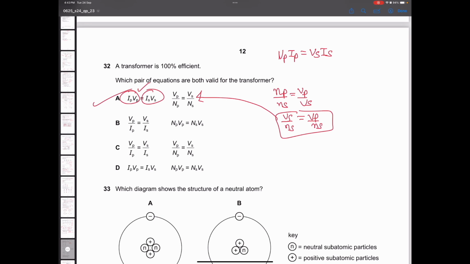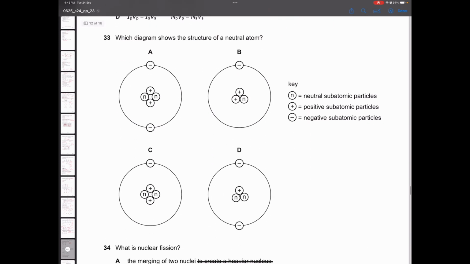Question 33. Neutral atom, so the number of positive particles must be the same as electrons. I can see two positive here, two protons here and two electrons here. This looks correct. Two protons here, one electron. No, this is not an atom, this is an ion. Two protons, one electron. Again, this is an ion. One proton, two electrons. Again, this is an ion. So option A is the correct one. Because the number of protons is the same as electrons.